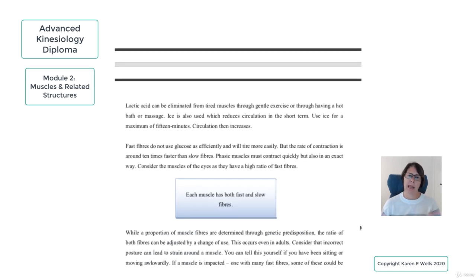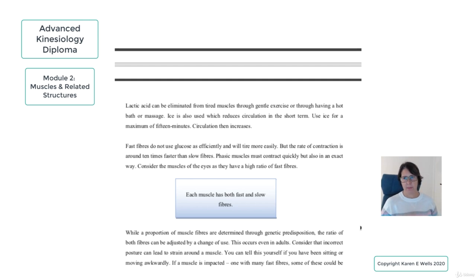Now we're also looking at lactic acid and really how to eliminate that, or the fact that it can be eliminated from tired muscles through gentle exercise or through having a hot bath or a nice massage. Now ice also can be used to reduce circulation in the short term, and you would use that only for a maximum of 15 minutes. The circulation after 15 minutes then increases.